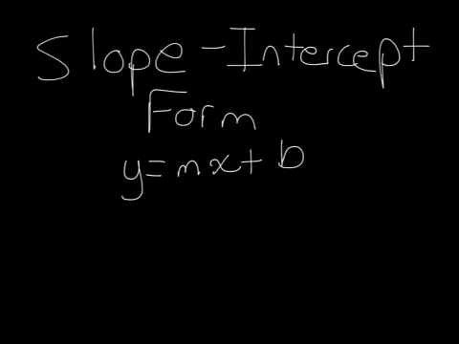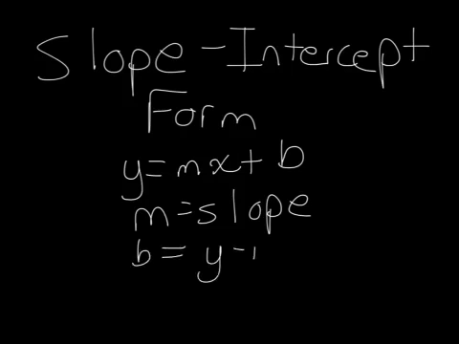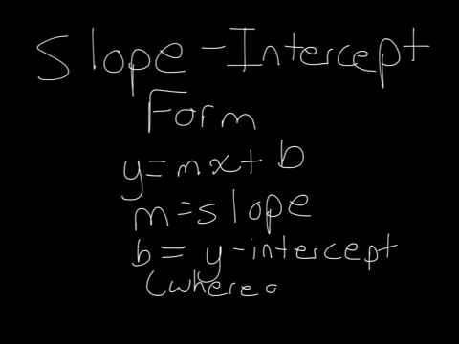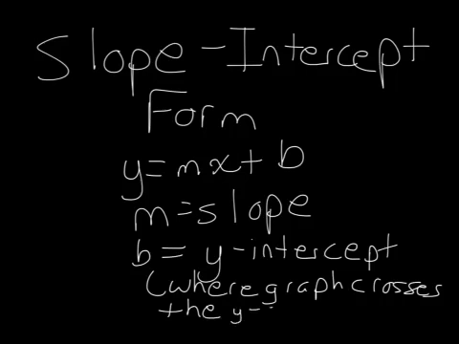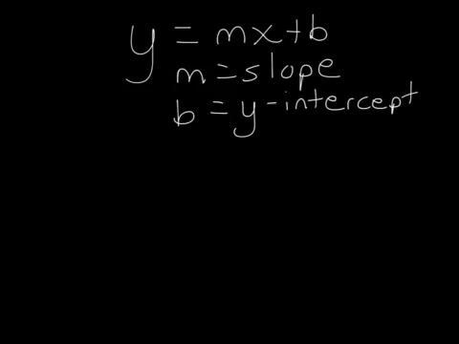Now, if you remember from our last unit, m is going to represent our slope, and b is what's called our y-intercept. The y-intercept is where our graph crosses the y-axis, and the y-axis is, again, the vertical axis. So we know that our m is our slope and our b is our y-intercept.